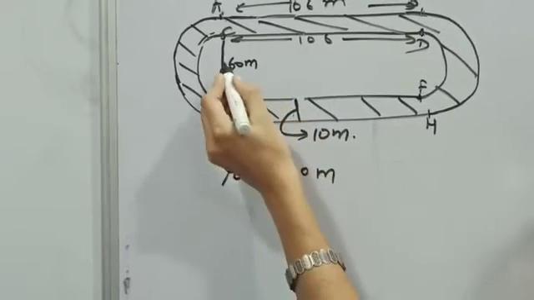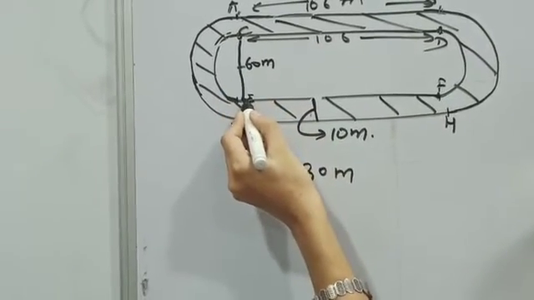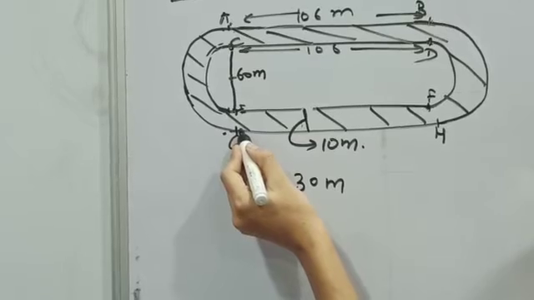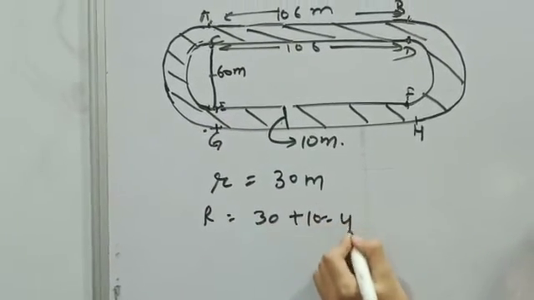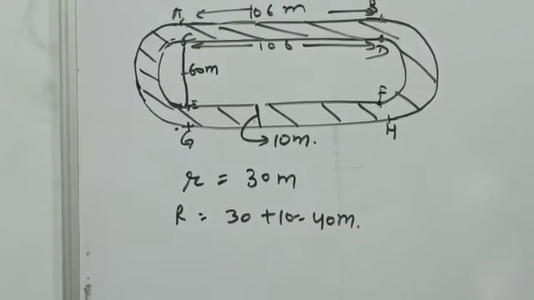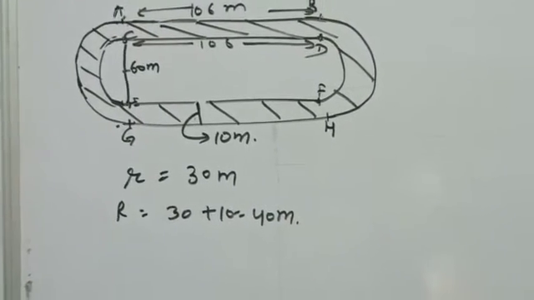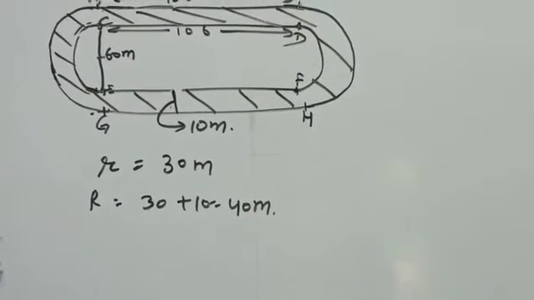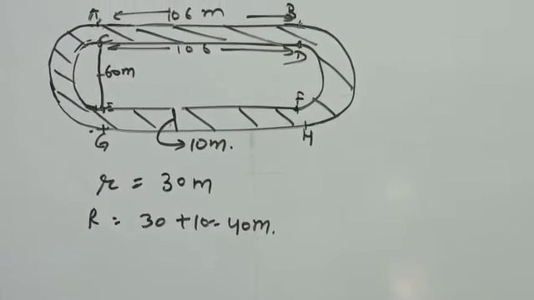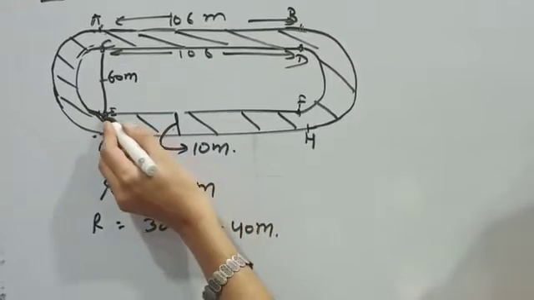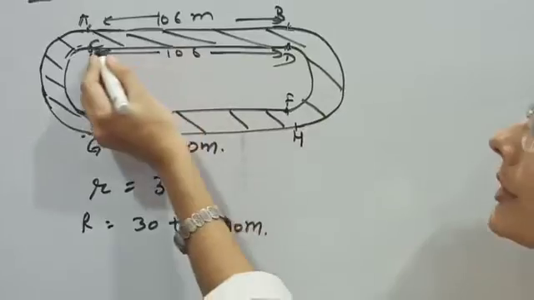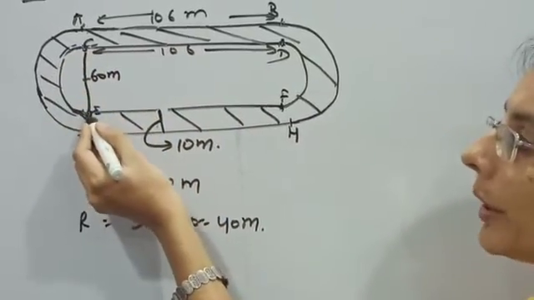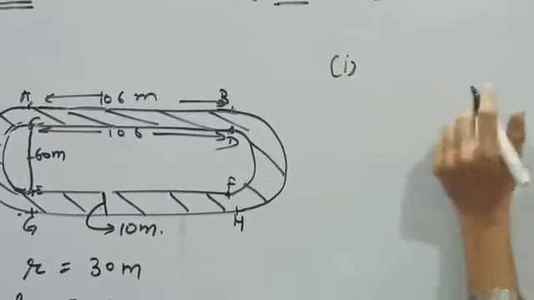If we take the inner radius as 30 meters and add this width of 10, then the outer radius becomes 30 plus 10 equal to 40 meters. Now we have to find out, in the first part, the distance around the track along its inner edge. Inner edge means along the semicircular part EF, then the distance D to C, and then C to E. So let us start with the solution of the first part.